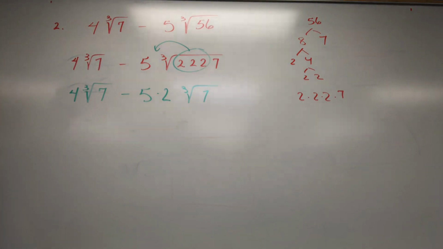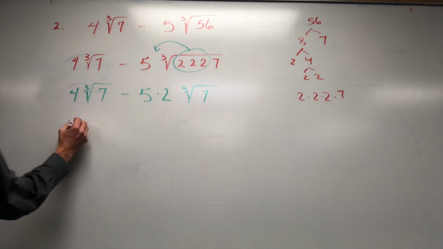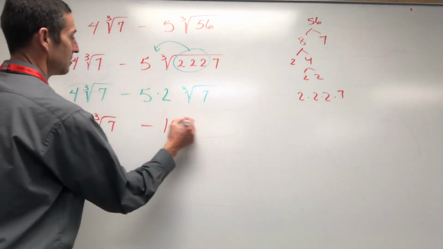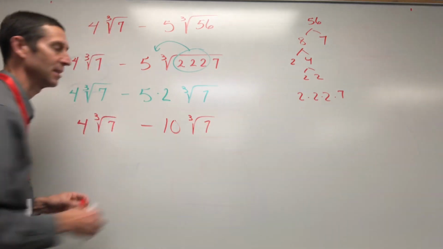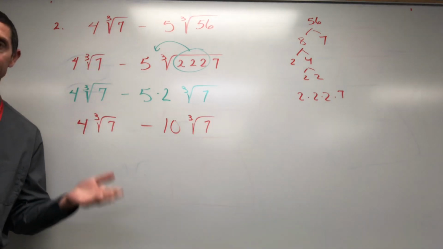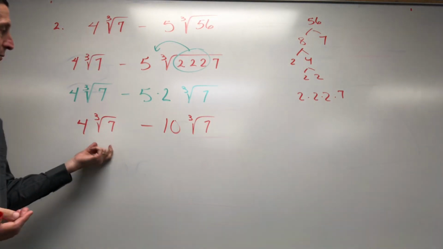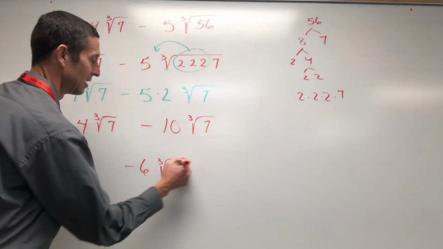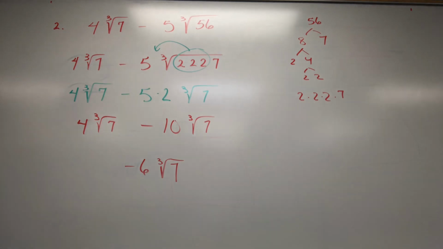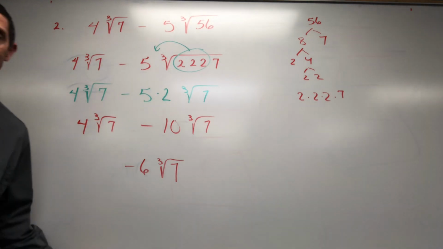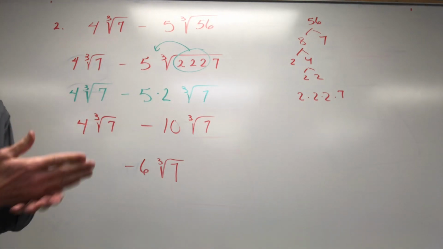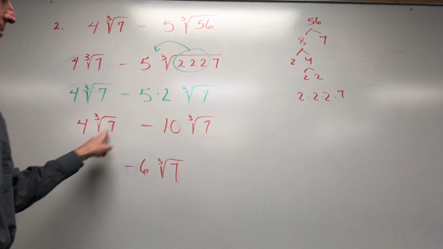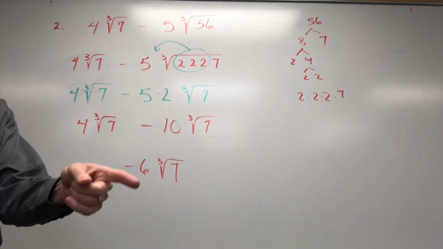Clean up that 5 and the 2. So you've got 4 cube roots of 7 minus 10 cube roots of 7. And now you have some like terms that you can deal with. 4, take away 10, you have negative 6 cube root of 7 left over. All right, so adding, subtracting radicals, cube roots, square roots, fifth roots. Make sure you get the same number underneath the same root sign. We're in business.